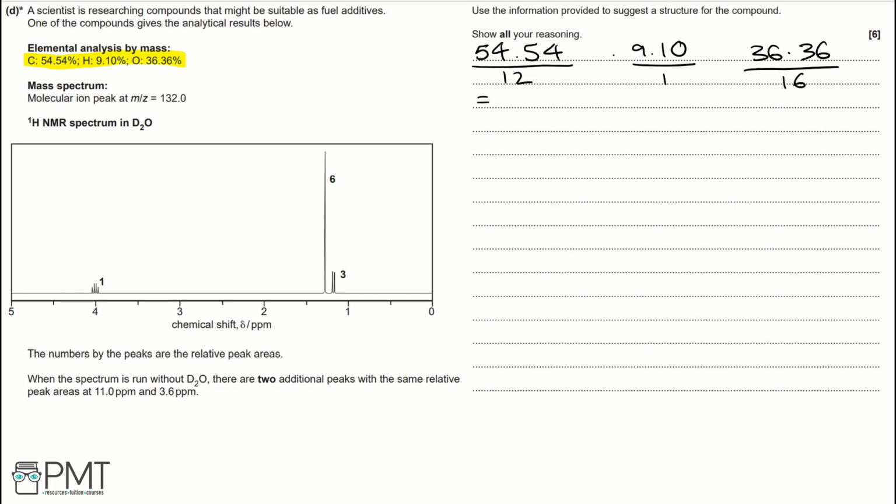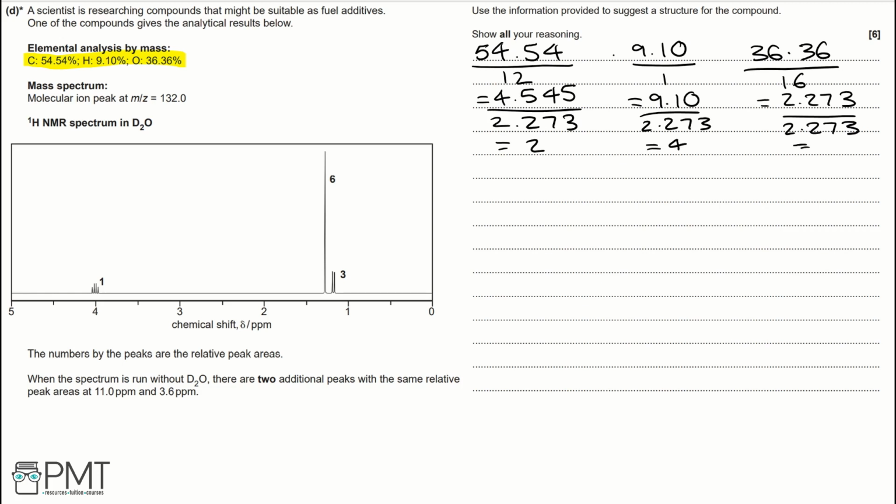So for carbon that equals 4.545, for hydrogen that equals 9.10, and for oxygen that equals 2.273. Then we divide by the smallest, which is 2.273, and we do this for each of the values we've calculated. And then we get a ratio of 2 to 4 to 1. So that means we've got 2 carbons to our 4 hydrogens and our 1 oxygen. And this is the empirical formula.